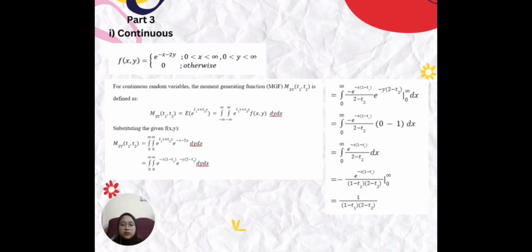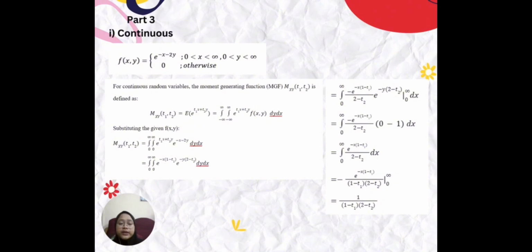So I pick the function e^(-x-2y) for x from 0 to infinity and y from 0 to infinity. For a continuous random variable, the moment generating function is defined by the given formula, where we do the double integral and multiply e^(t1x+t2y) with the given function. For this question, we multiply e^(t1x+t2y) with e^(-x-2y).